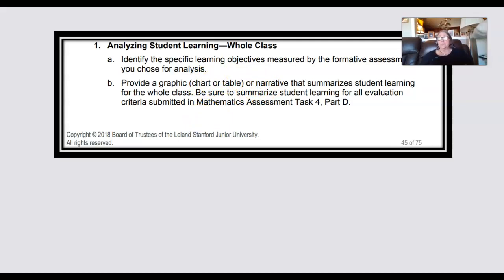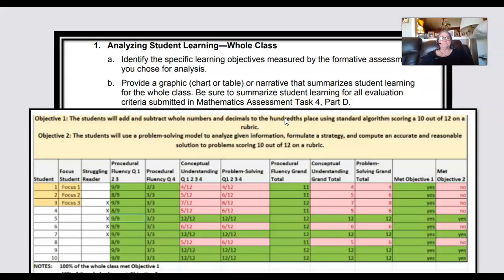My feeling is to do both. I think you should provide a good graph or chart because that's going to help you draw conclusions, and it's going to give you a reference point for when you do your writing. And a narrative to explain the chart to the scorer. So you want to make sure that you're summarizing your student learning for all of the evaluation criteria that you submitted for that artifact, Part D.